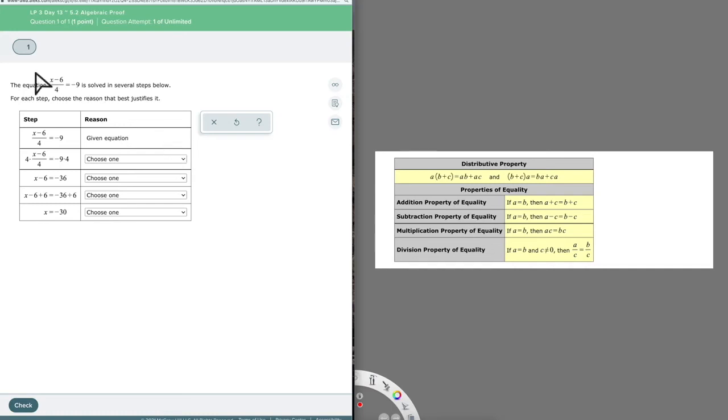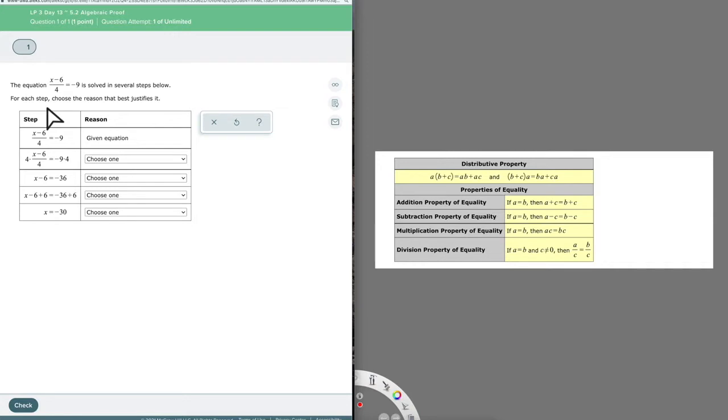So for this one, we have the equation x minus 6 divided by 4 equals -9, and it's going to be solved in several steps below. It is solved. So for each step, what we have to do when we start getting to proofs in the geometry section here is every step we take, we need to explain why we're taking that step.